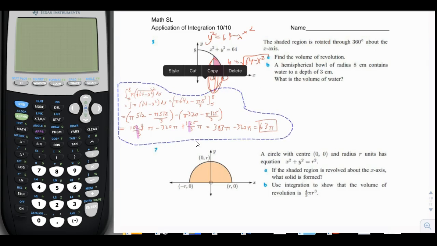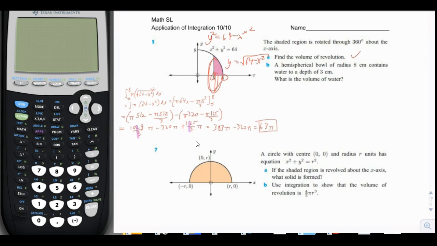All right. So that was find the volume of revolution. A hemispherical bowl of radius 8 centimeters contains water to a depth of 3 centimeters. What is the volume of water? Actually, they're describing this very bowl, right? Hemispherical bowl of radius 8. That doesn't mean that this bowl is 8 centimeters radius across the top. It means that it's made out of a sphere that has an 8 centimeter radius like this one. And the depth of 3 centimeters, we're talking about this depth of 3 centimeters. 8 minus 5 is 3. See, so they're actually talking about this bowl.